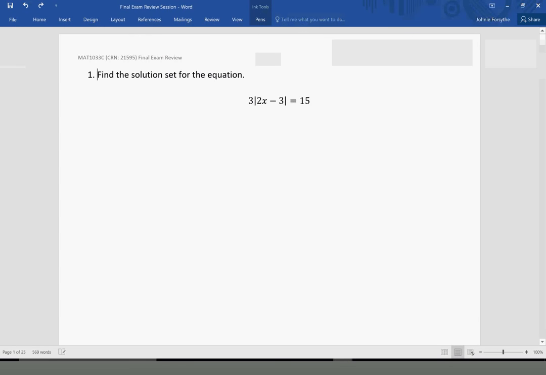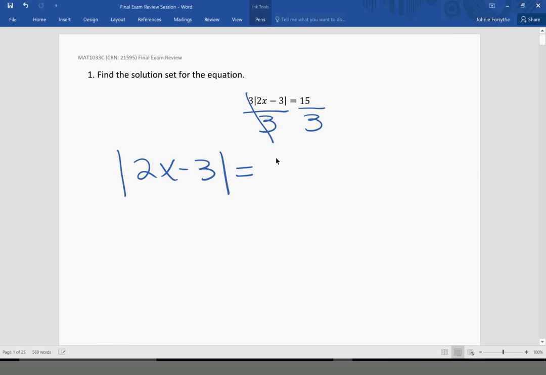So number 1 is absolute value. Find the solution set for the equation. To start solving this, we're going to get the absolute value by itself. In order to do that, I need to get rid of this 3 times the absolute value. So I'm going to divide by 3 on both sides. That's going to cancel out this 3 on the left. So on the left, I have the absolute value of 2x minus 3 equals 15 divided by 3 is 5.